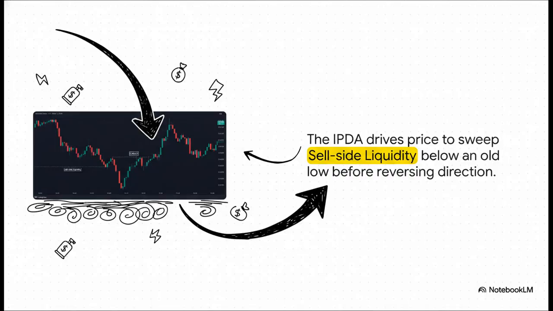And here it is in action. This chart shows it perfectly. You see that clear old low labeled sell-side liquidity? Well, the algorithm, the IPDA, acts like a heat-seeking missile. It drives price down specifically to that level to sweep up all those orders. It grabs the fuel it needs, and then, and only then, does it reverse and go the other way. Price didn't just fall there by accident, it was delivered there on purpose.